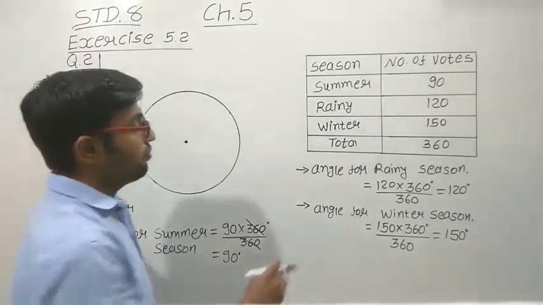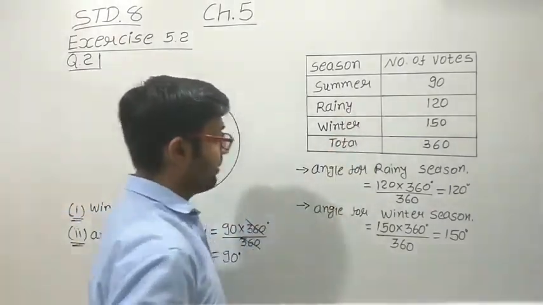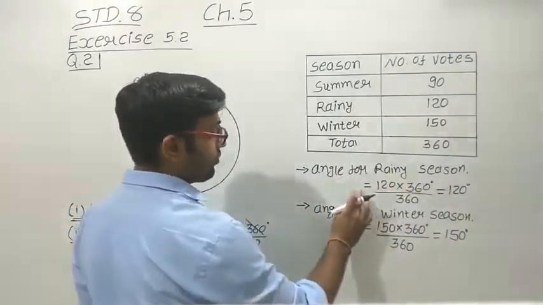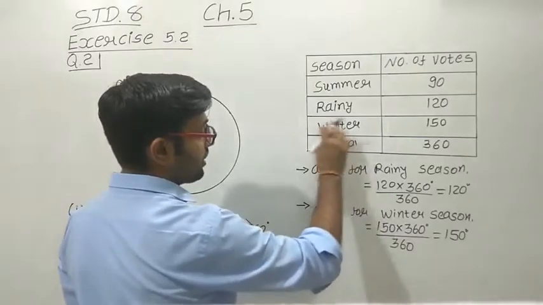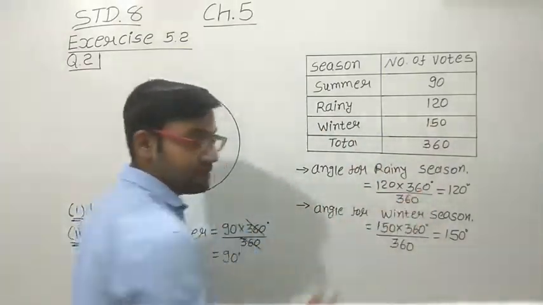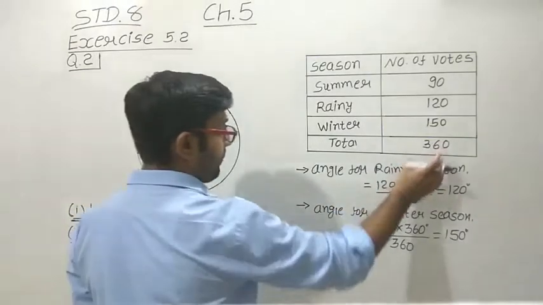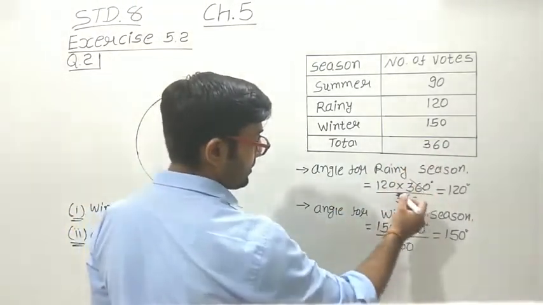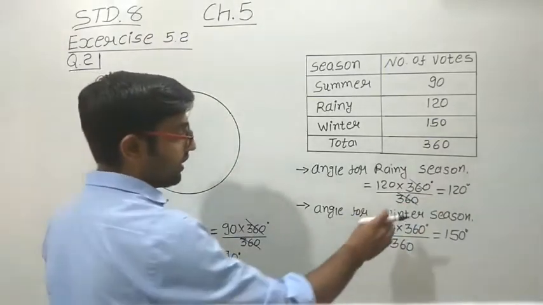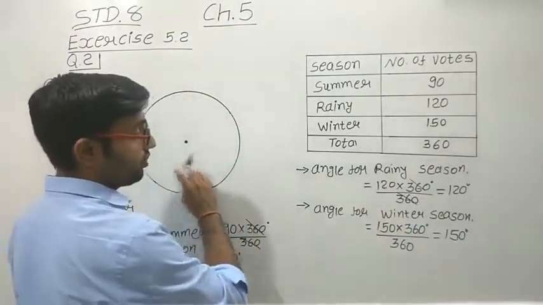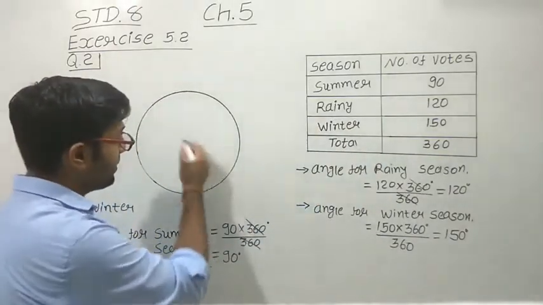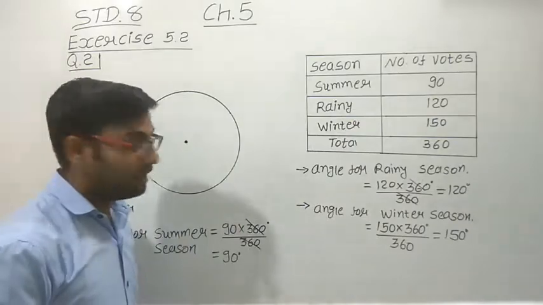Okay, now we have to calculate for the rainy season. In the same way, the angle for the rainy season: how many votes are there in the rainy season? That is 120. Total angle is 360 degrees, and again the total number of people is 360. We cancel 360 and get 120 degrees as the answer. So the sector we have to construct for the rainy season is 120 degrees at the center, right?